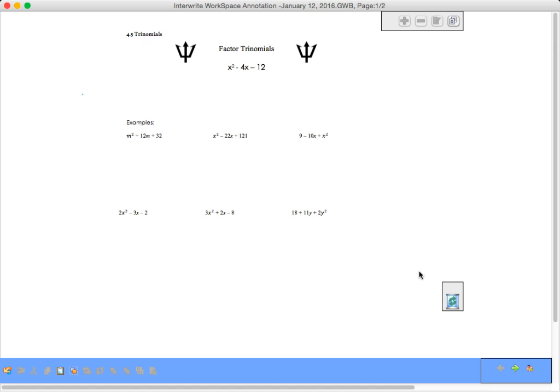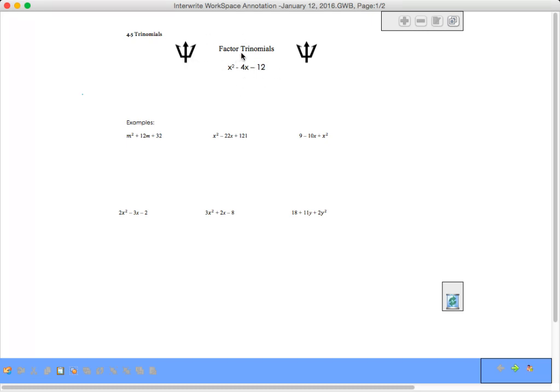Okay, this is 4.5 trinomials. We are factoring trinomials. So last time we worked on factoring by GCF, which is greatest common factor. And to do that, we would look at each term and see if there's something we could take out of all three.